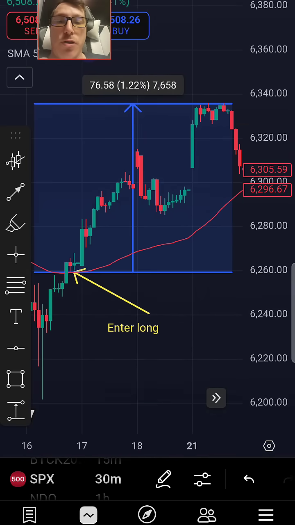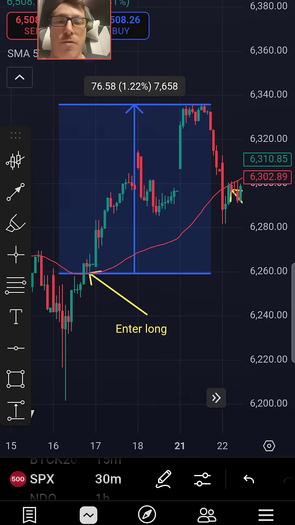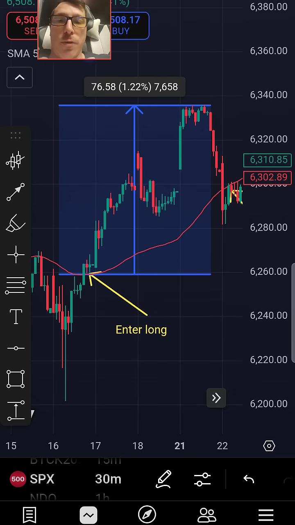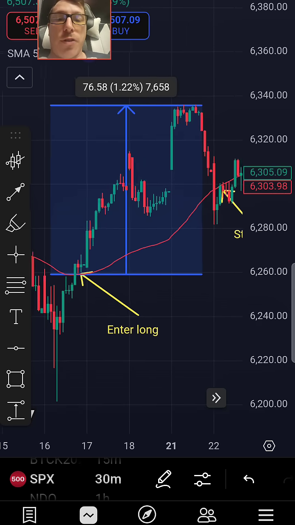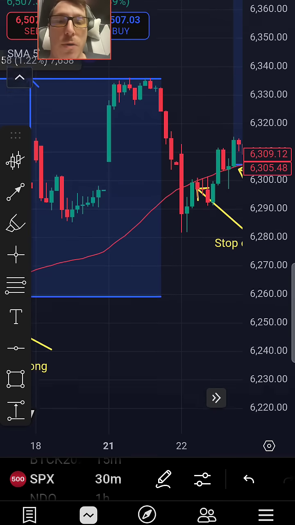In this example, I show that the price of the market from the entry long, which is price over 50 SMA, which is where the market starts to go bullish, which is where algorithms start to buy equities long, the market goes up $76 a share on the SPX, or 1.22%. If you use a 3 times leverage ETF, you're going to make about 3 to 4% if you call it that whole move. Your stop out is when the price goes below the 50 SMA.